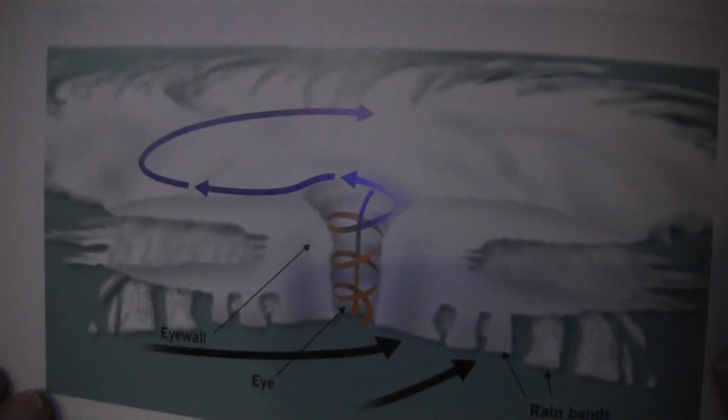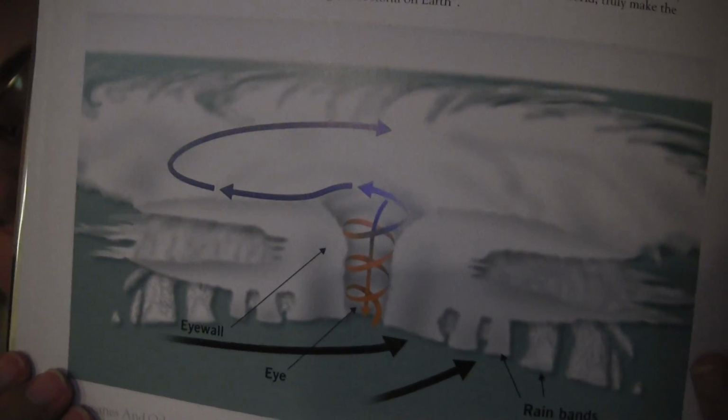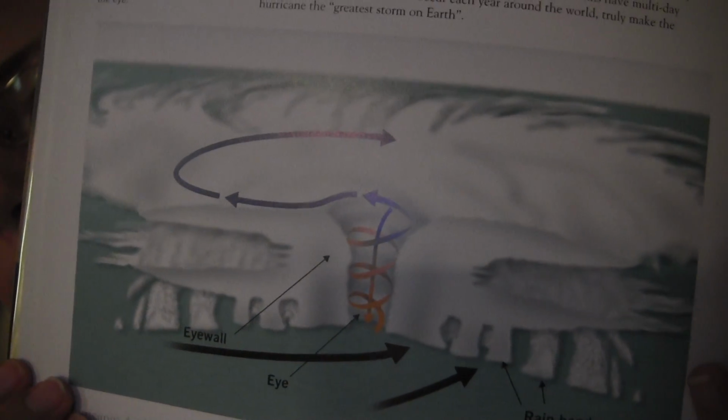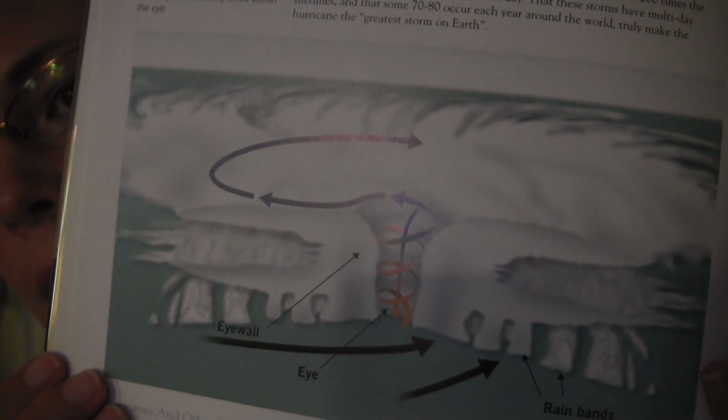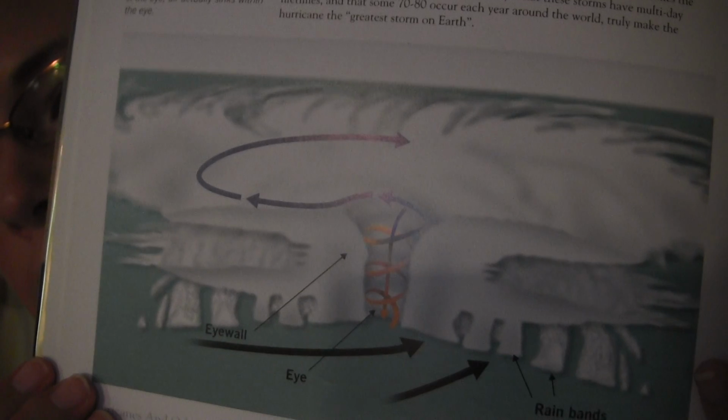Oh, where'd it go? I'm trying to find this picture again. Here we go. So it shows the middle of the hurricane pulling up hot, moist air, right, into it and swirling around. It can blow between 74 to 240 miles per hour.